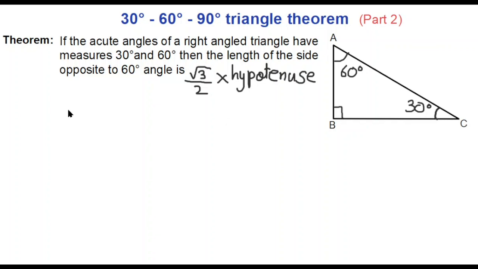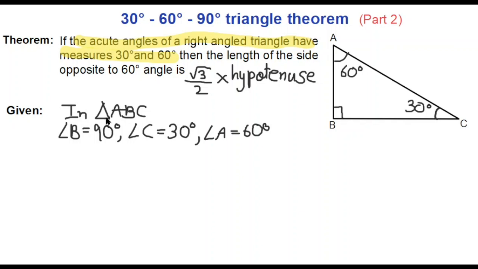From this statement we will write what is given. In part 1 of this theorem we have seen how to write the given, right? So here what is given is whatever part of the statement is there till then. The given part of the theorem is: the acute angles of a right angle triangle have measures 30° and 60°. This is the given part of the statement. So this means, in a right angled triangle, the measures of the acute angles are 30° and 60°. So we have to write the given.